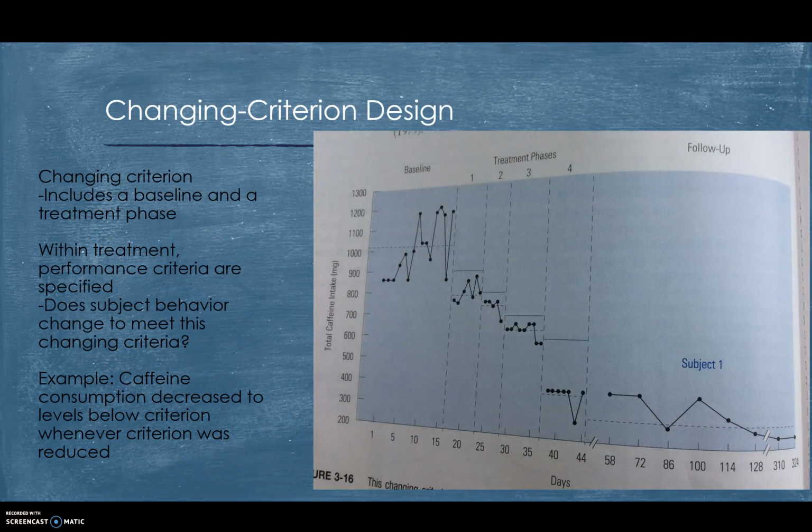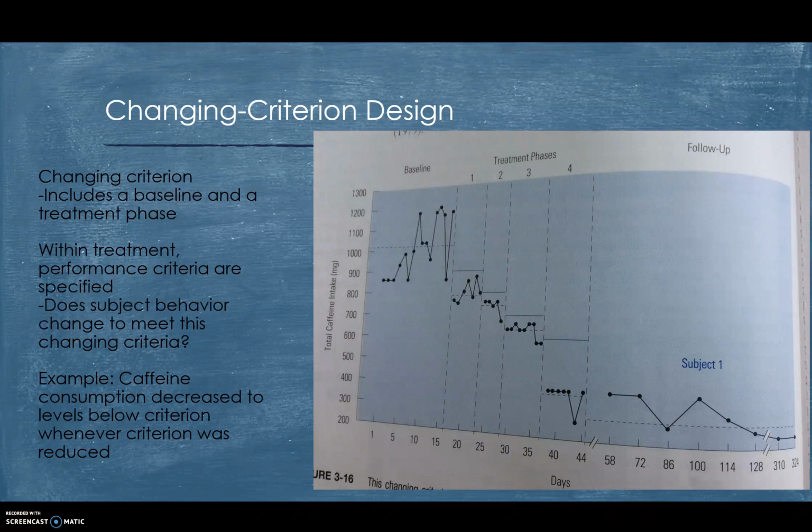Changing criterion design is a little bit more complex. Basically, we're looking at a baseline as well as treatment phase. And within the treatment, we're specifying performance criteria. So, we have these bars that we're looking for the person to meet. And then based on the treatment in each phase, we're wondering, are we decreasing the problem behavior at the rate that we have set goals to decrease it?